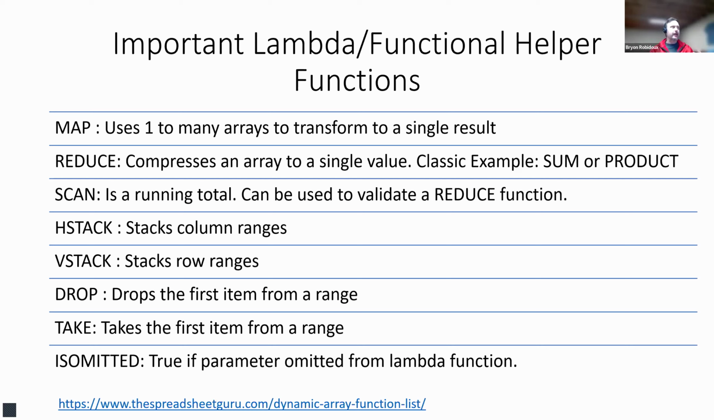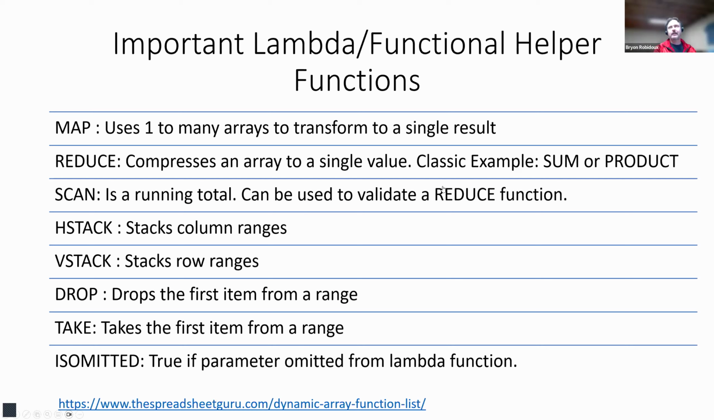A reduce basically just takes a list of numbers and compresses them down to a single value. So the classic thing in Excel is the sum function or the product function, right? I'm just going to take a list of numbers and sum them together into an individual result, right? Or the product, right? I'm going to take a list of numbers and multiply them together and come up with a result. A reduce is essentially just a generic form of the sum or product.